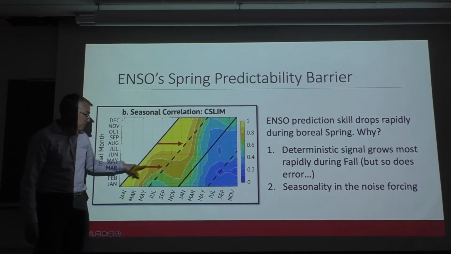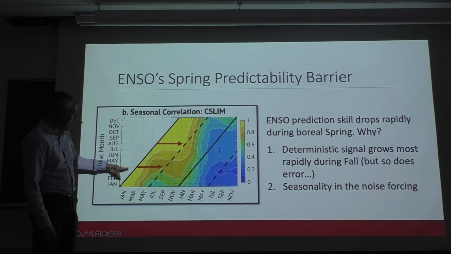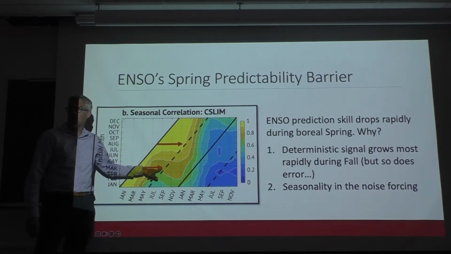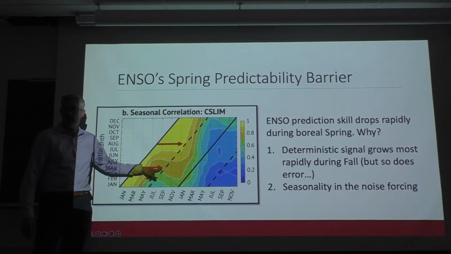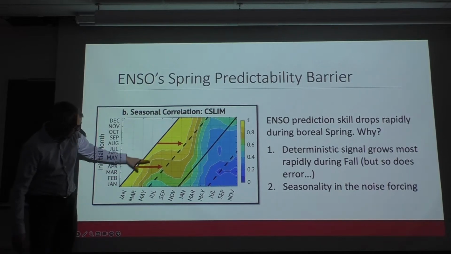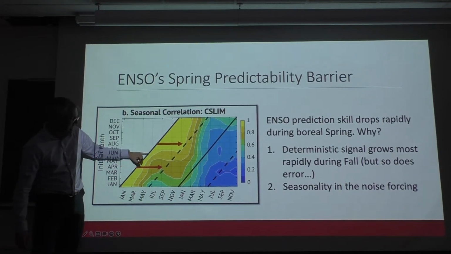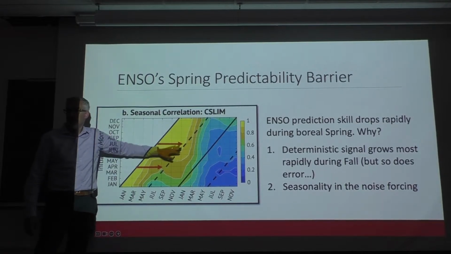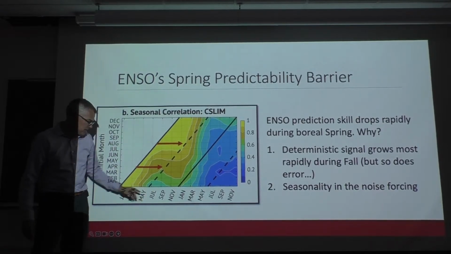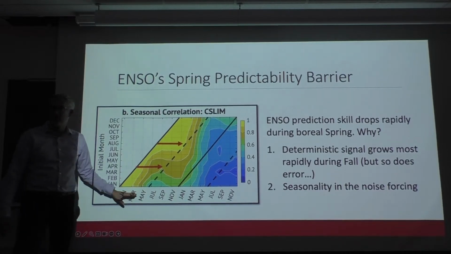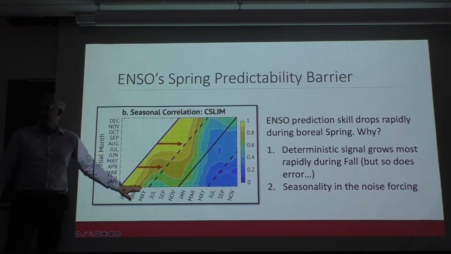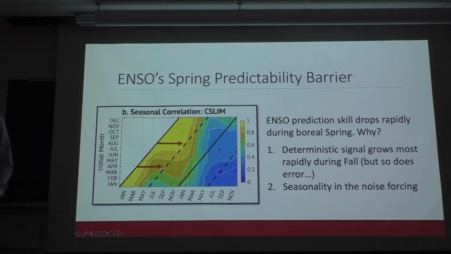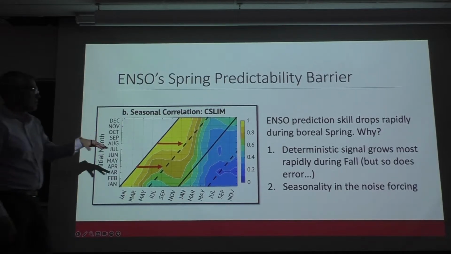In contrast, a 6-month forecast starting in April, that forecast correlation dies off really quickly. And that break occurs right about May. After May, June and July, all of a sudden our forecasts get good. But before that, say, March, April, they get bad really quickly. So this is called ENSO's spring predictability barrier. That could occur from a couple of reasons.